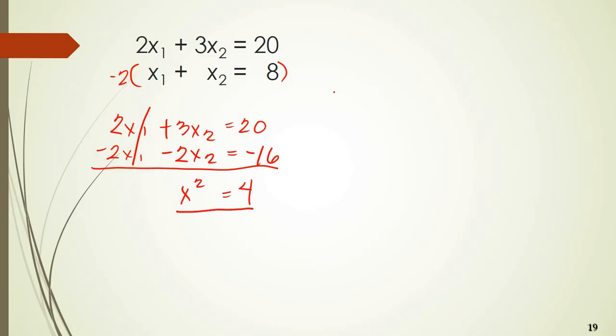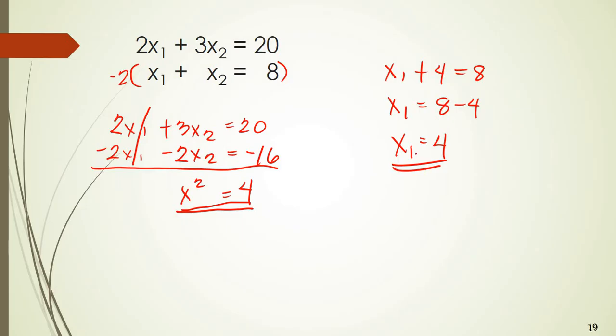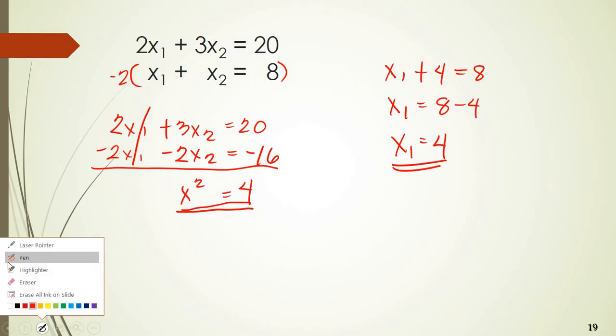Okay, we already have the value of x sub 2, and next we're going to get the value of x sub 1 by using the value of x sub 2. I'll be using the second formula. So x sub 1 plus 4 is equal to 8, and x sub 1 is equal to 8 minus 4. So our x sub 1 is equal to 4. So the value of x sub 1 is 4, and x sub 2, oops, sorry, it should be x sub 2.